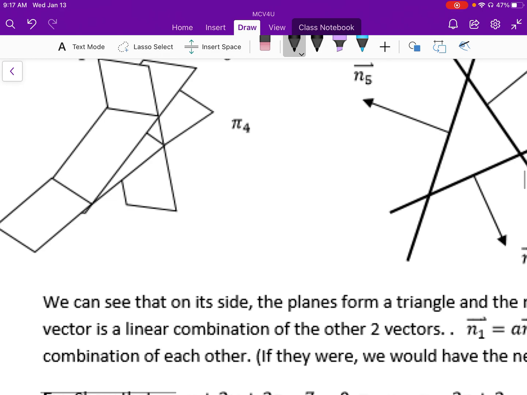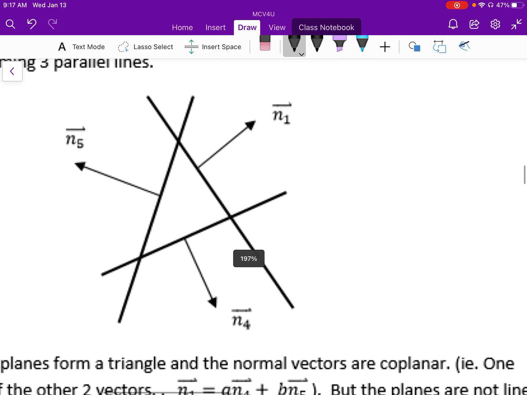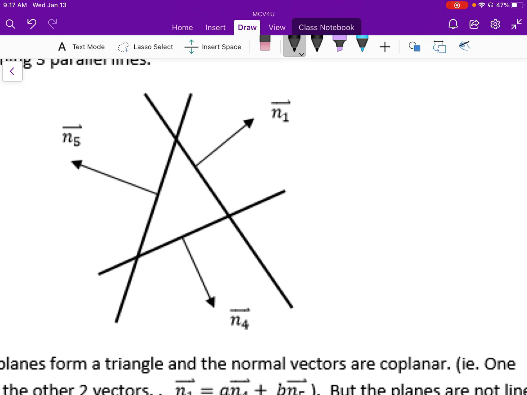How do we show this? Again, if we take a look, and I like this example here, let's say this is pi 5, and we've got a pi 1 here. This one would then be pi 4. So we've got it on its edge. You see the triangle when you look at it. How do you show that this is true, that we have this case?